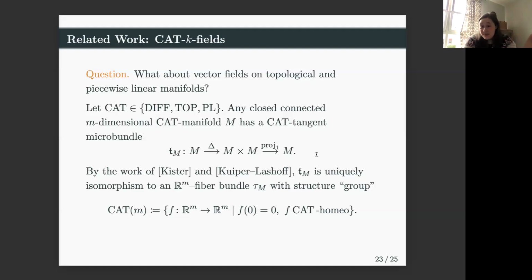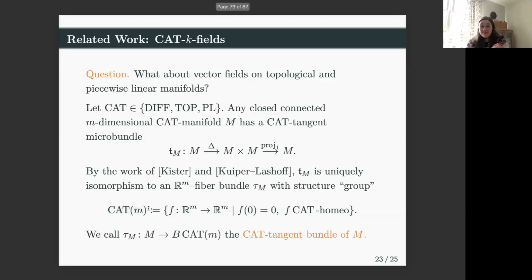But there are some very important papers that tell you that this tangent microbundle is isomorphic to a unique fiber bundle, which has fiber Euclidean space. And this is much better because it's more similar to the tangent bundle that we know. I'm going to call it tau M, and it's got kind of a funny structure group. I shouldn't get too bogged down in the details, but anyway, you have some tangent microbundle for every CAT manifold. You don't want to deal with it, so you look at the unique R^m fiber bundle that's isomorphic to it, and this thing is classified by a map into this B CAT(m), whatever this CAT thing is.